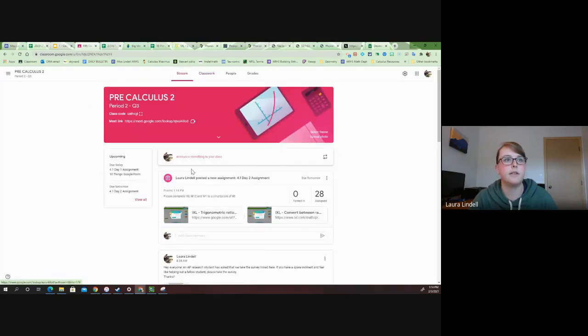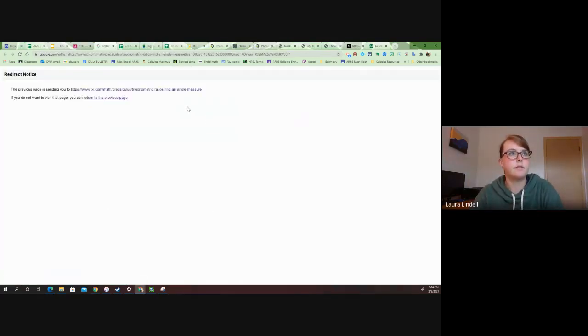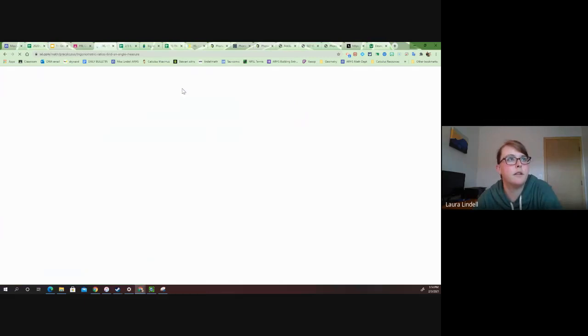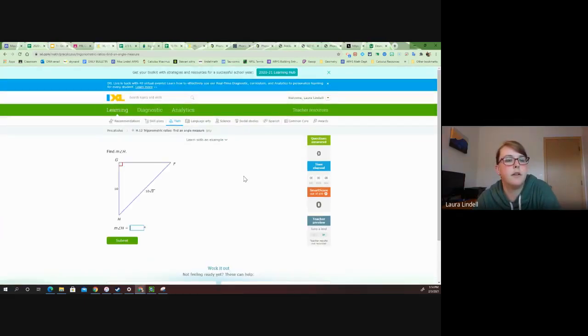So the first set, trig ratios. Finding an angle measure is going to look a lot like just using those inverse sine, cosine, tangent to find angle measures. For this one, angle H, the two sides that we are given are the hypotenuse and the adjacent. So that means we're going to use cosine. We would take the inverse cosine of 10 over 10 root 2, and that would give you your angle measure.